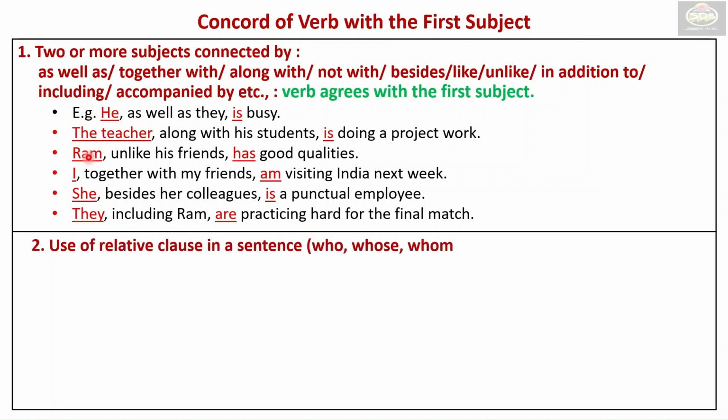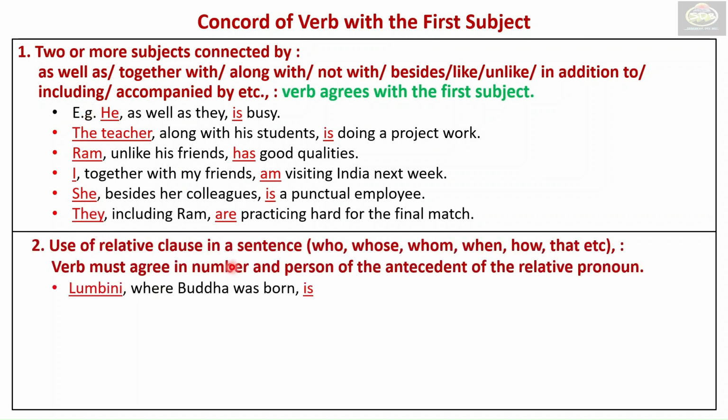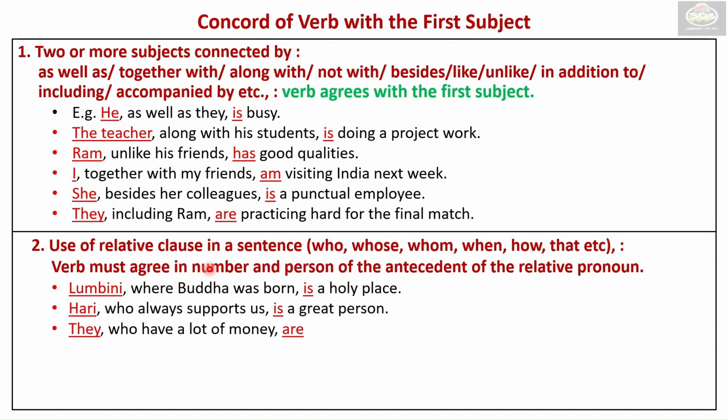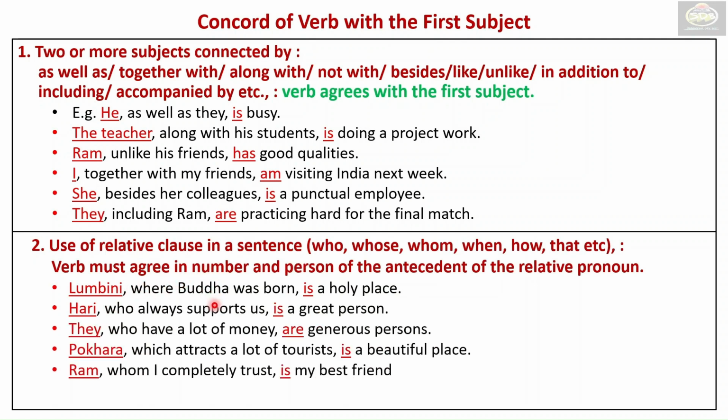Another one is use of relative clause in a sentence. If there is use of relative clause, we have to make subject-verb agreement on the basis of the antecedent of the relative pronoun. For example, Lumbini, where Buddha was born. Where Buddha was born, it is about Lumbini. Therefore, Lumbini is a holy place. This verb agrees with the subject. Look here. Hari, who always supports us. Who always supports us is extra information regarding Hari.